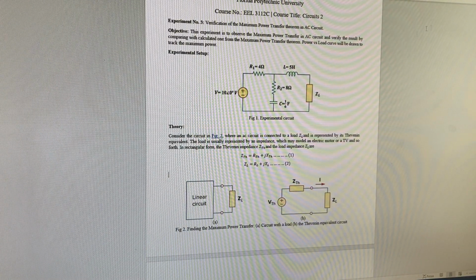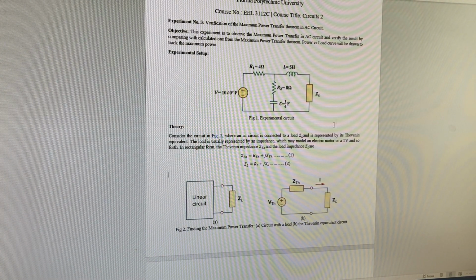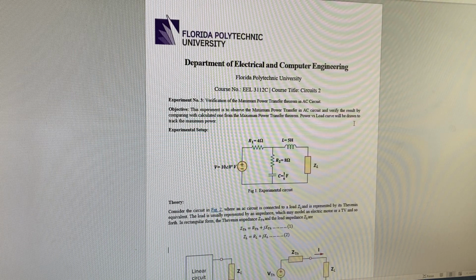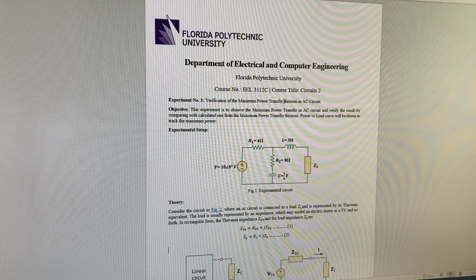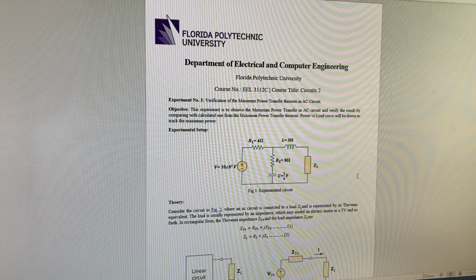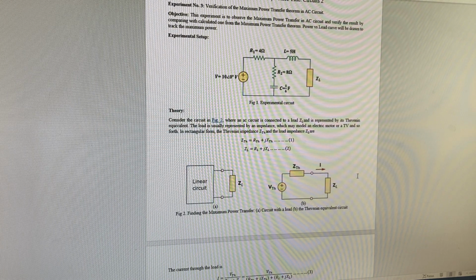This video is to help anybody in the Circuits 2 section with the Lab 3 experiment. We're doing the maximum power transfer theorem in AC circuits, and it's kind of a continuation of the Thevenin experiment that we did last week.